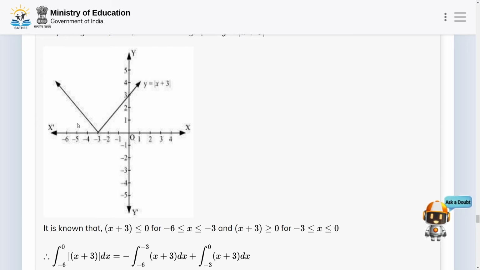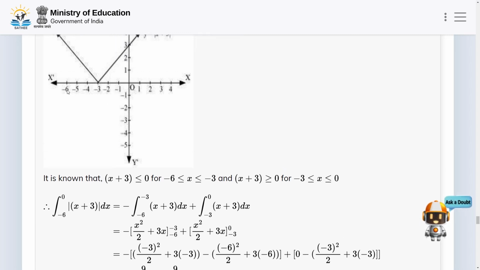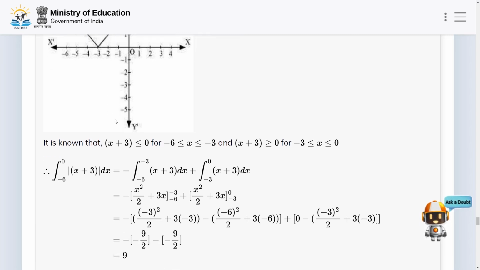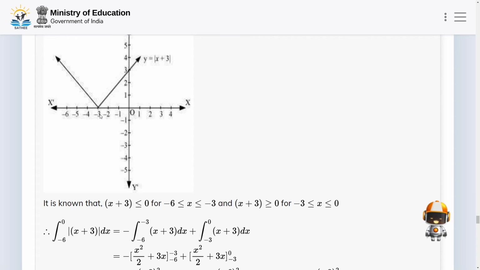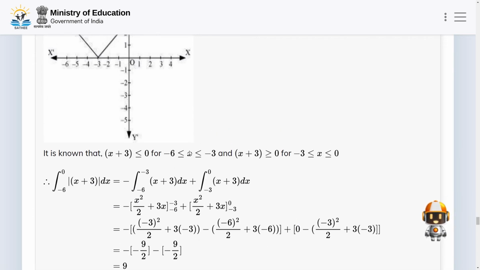Okay, so these two reasons you will have. This means you have to break it into two parts, which is -6 to -3, as you can see, and another will be -3 to 0. Clear? I hope it is clear to you.